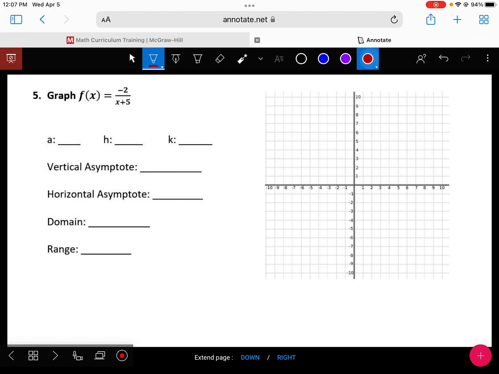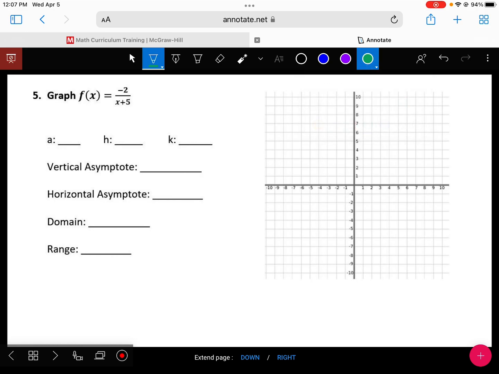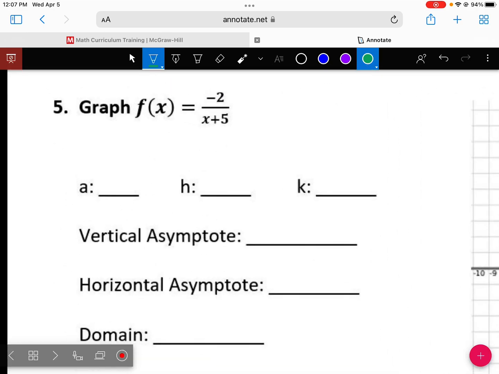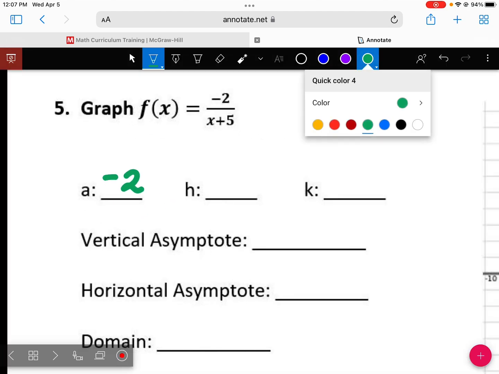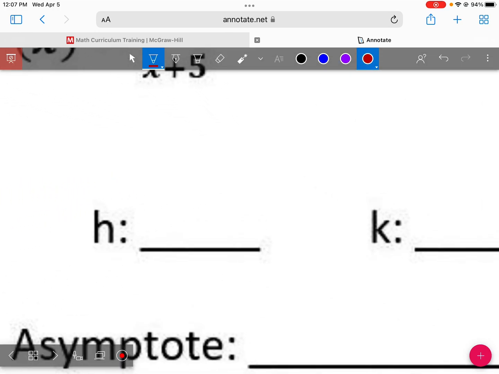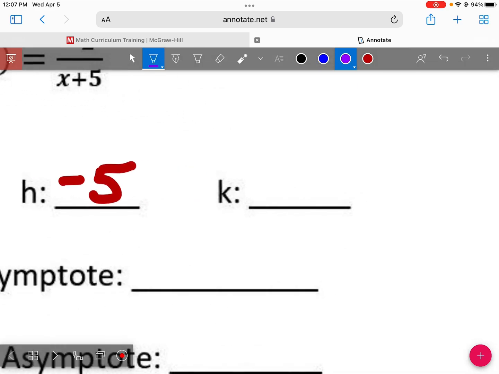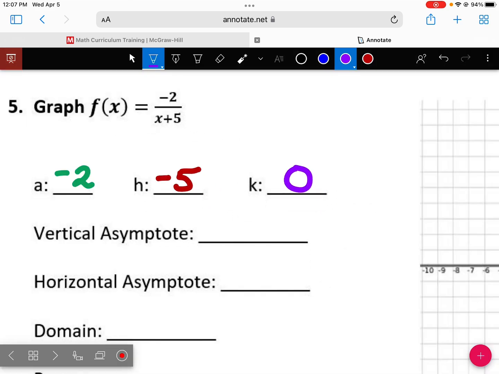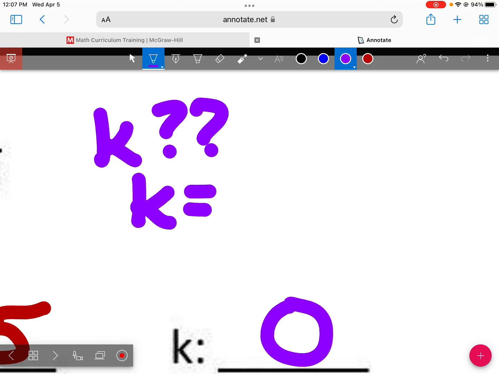All right, let's talk about this last one. I know a lot of people are finished. That's okay. If you're not finished, that's also okay. What is the A value? -2. What did you guys find H to be this time? -5. What about K? K is 0. Whenever you don't see K, then it's 0.